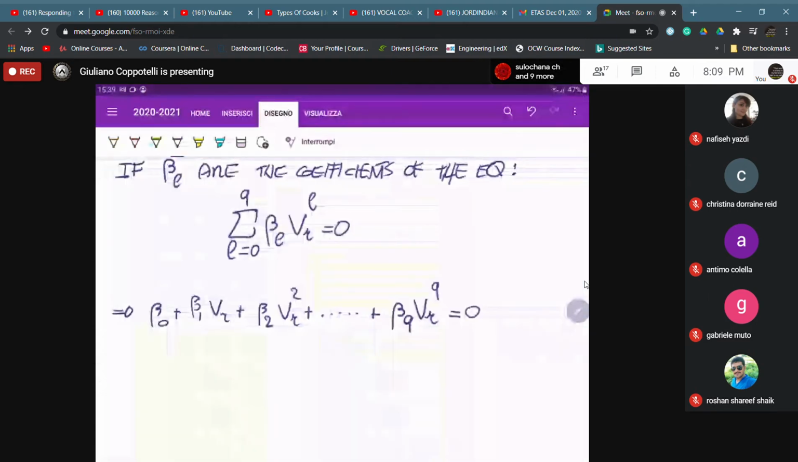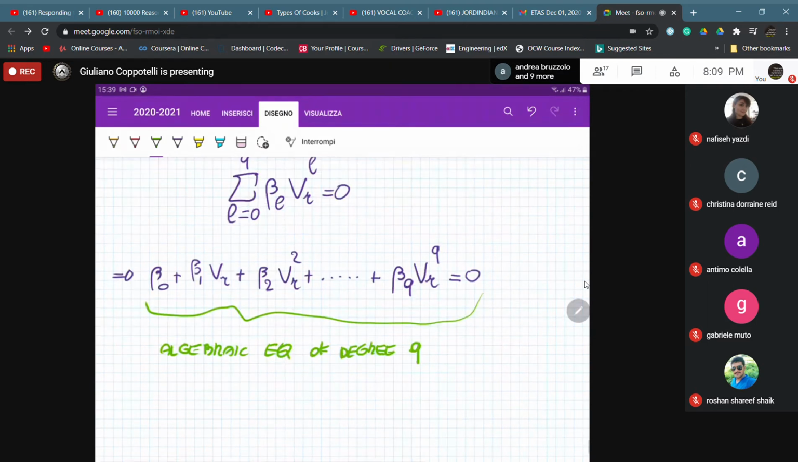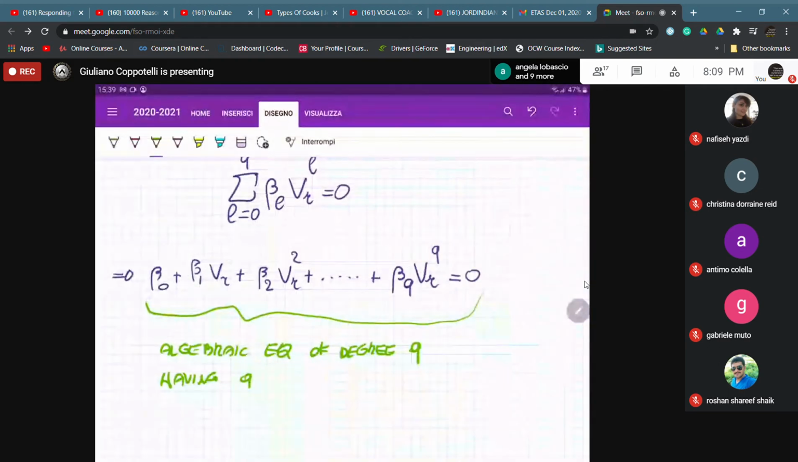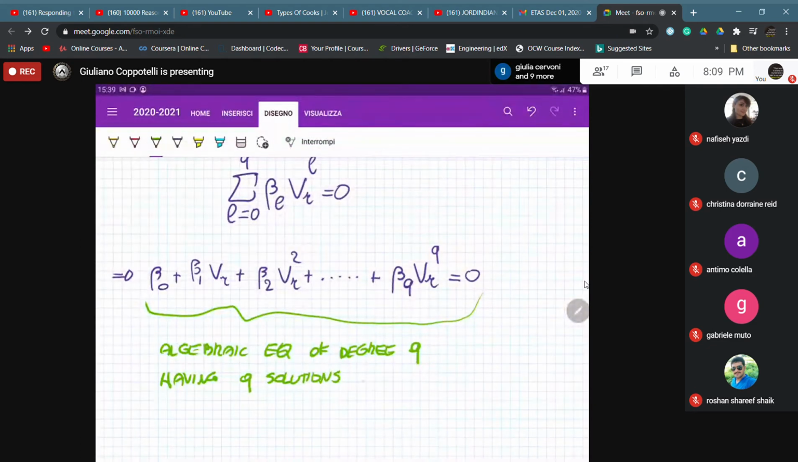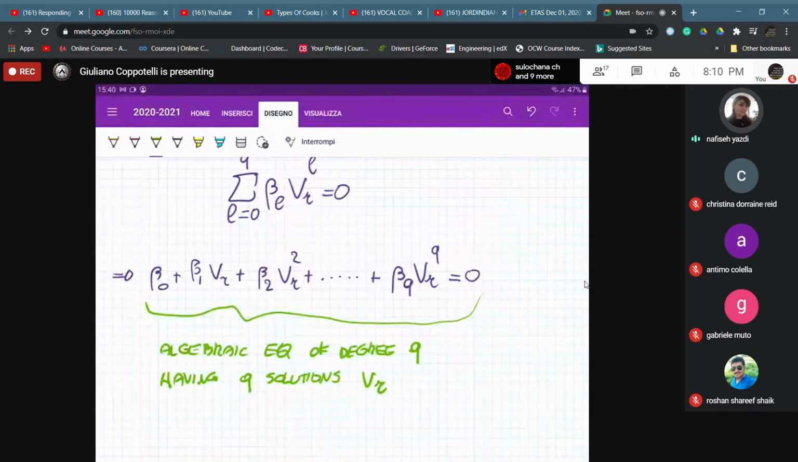What we got is a very nice equation. Why? Because we are having an algebraic equation of degree Q, having thus Q solutions of V_R, okay, but we are very happy, aren't we? Can you see the reason why we are very happy? Is someone of you seeing that we are happy or not? I think because the number of unknowns and our equations are the same.